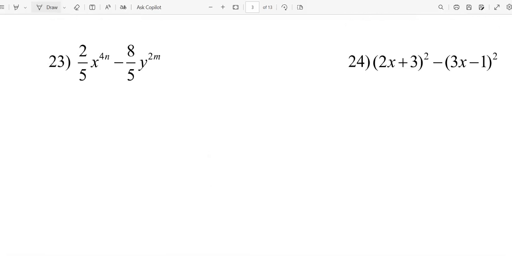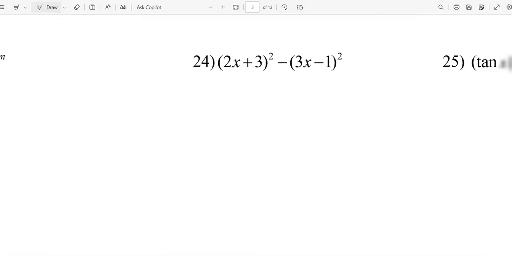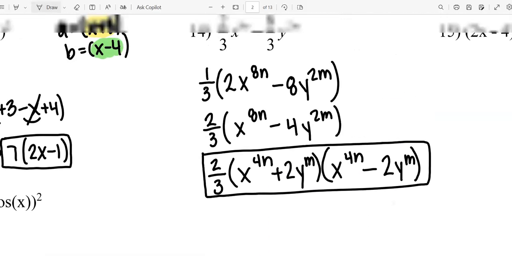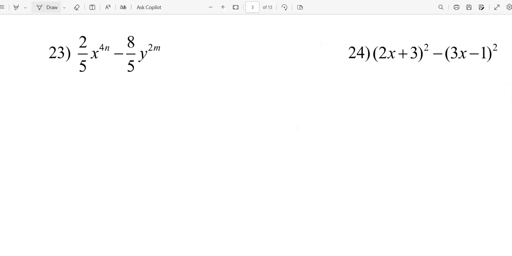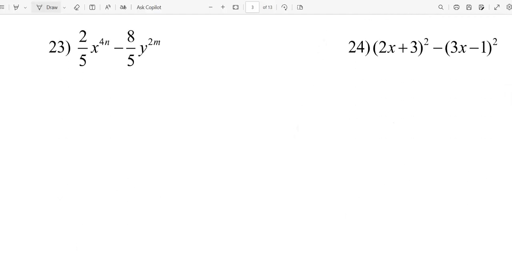So try number 23. It's the 2/5 problem. I'm going to put this back on the problem we just did in case you need to look up an example. 3, right? I saw most of us got this correct. Make sure you're checking your work.